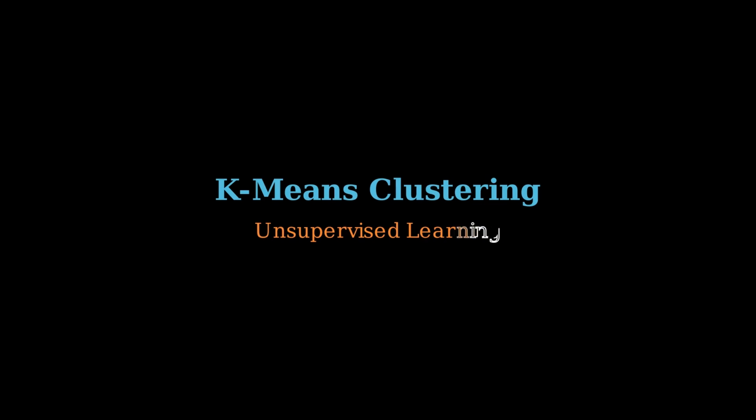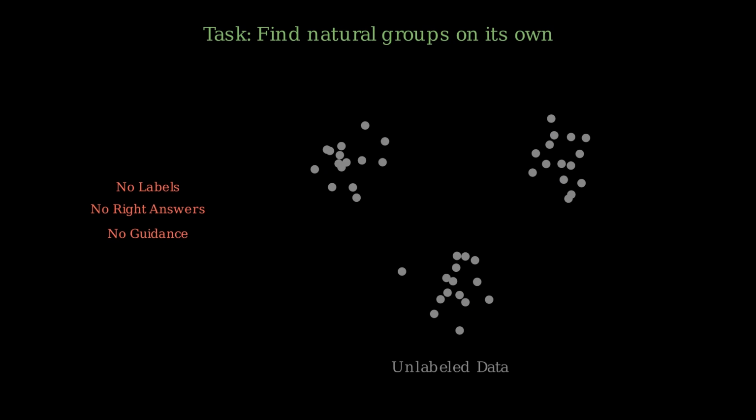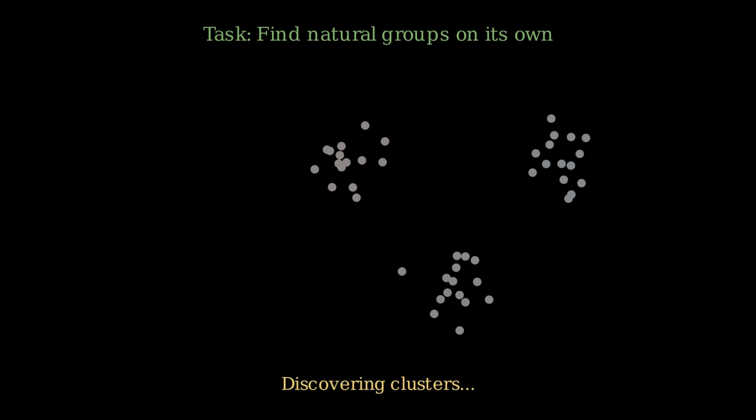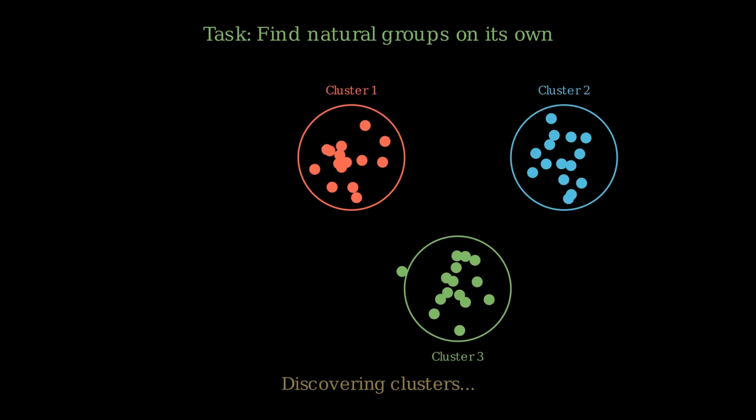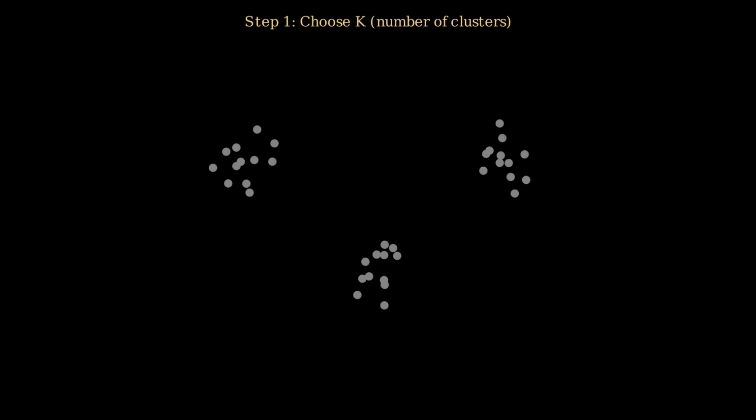Next up is K-means clustering, which is an unsupervised learning algorithm. That means there's no labels, no right answers, and no one telling the model what to look for, like I explained earlier. Instead, K-means is given a dataset and tasked with finding natural groups, or clusters, within the data entirely on its own. You tell the algorithm how many clusters you want, that's the K, and it figures out the best way to divide the data into that many groups.